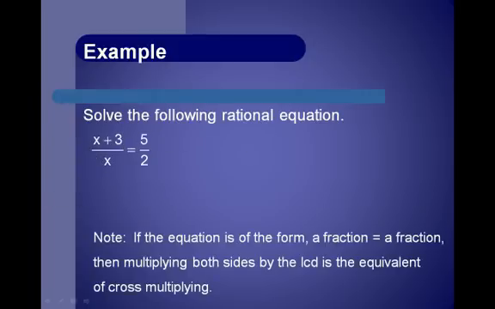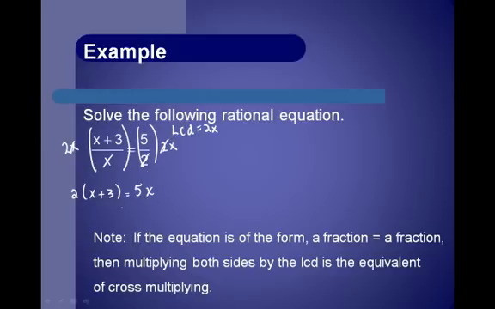The next example, solve the following rational equation. (x plus 3) over x equals 5 over 2. Well, in this case, the least common denominator is 2x. So we're going to multiply both sides of the equation by 2x. On the left side, we can divide x in top and bottom, so we get 2 times (x plus 3). On the right side, we can divide top and bottom by 2 and get 5x. When we distribute this out, we get 2x plus 6 equals 5x. Now to solve this, we subtract 2x from both sides, so we get 6 is equal to 3x. Divide both sides by 3, and we get x is 2.